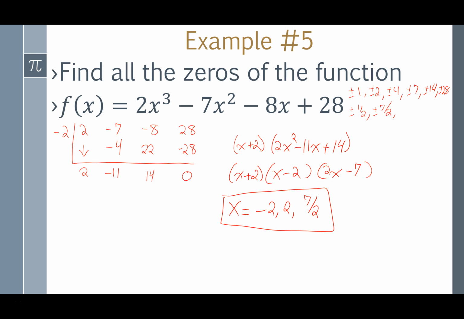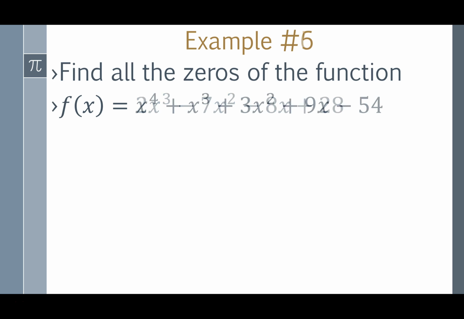Recognizing, okay, it's 14, so it's got to be a 7 and a 2 at this point, because with the 14 and the 1, there's no fractions with that, and then it's a matter of where the 2 goes. Does it go with the 2x minus 7, or the x minus 2 part?